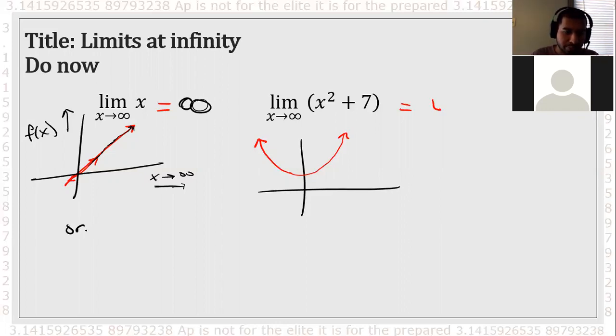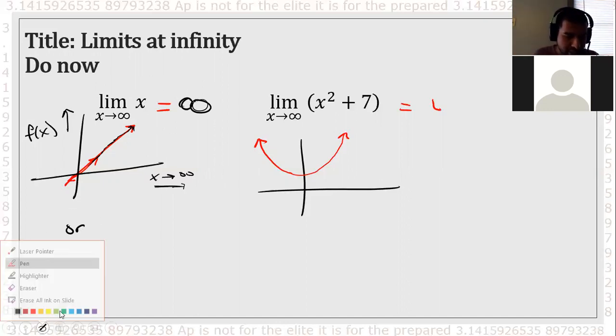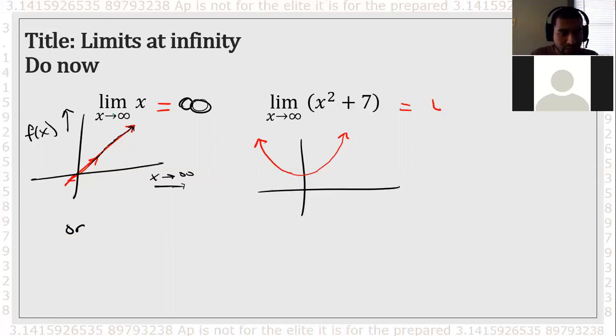Or we know how to substitute, right? Because we learned how to find limits using direct substitution. So if it's telling me that x goes to infinity, then you go ahead and substitute that right here. So our answer should be infinity also. Whichever one you do is perfectly fine with me.